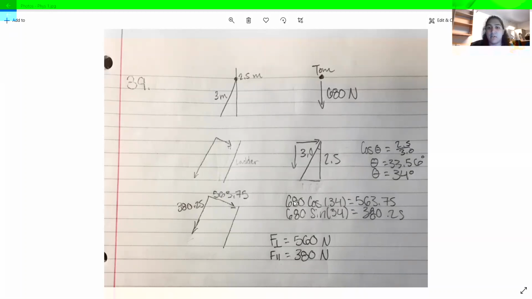So to find the x, you'll do 680 multiplied by the cosine of 34, which was this angle, to get you 563.75 newtons. And then you take the 680, multiply it by the sine of 34 to get your y, which was 385.25 or 380.25 newtons. And with significant figures, since we only have two with our least significant figures, we have 560 newtons as our force perpendicular to the ladder, and we have 380 newtons as our force parallel to the ladder.